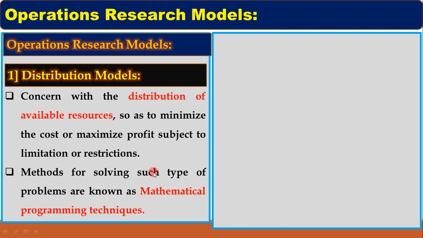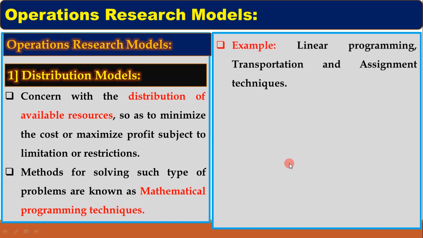The method which is required to solve such type of problems is known as mathematical programming techniques. Example: linear programming, transportation and assignment techniques. So this linear programming, it is also termed as LPP, linear programming problems, or we can simply say linear programming. It is the transportation technique and assignment technique. So these three techniques can be used to solve the distribution model problems.